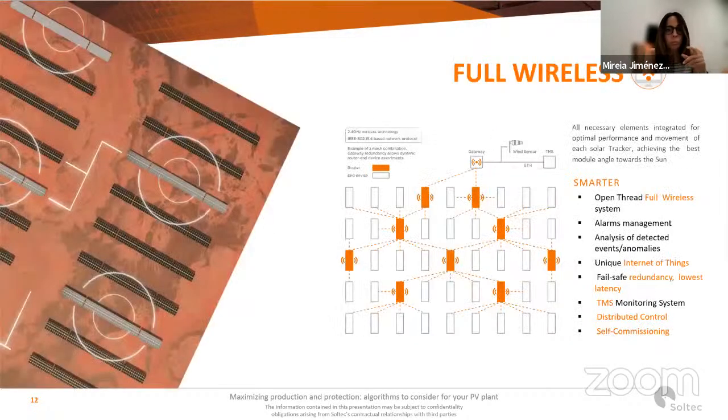And to be able to monitor both security parameters and algorithms, it is necessary to have a good tracker monitoring system, what we call TMS. Our TMS is part of our full wireless system with distributed control, which makes the system more reliable. It's able to detect anomalies and also has alarm management for the operation team.